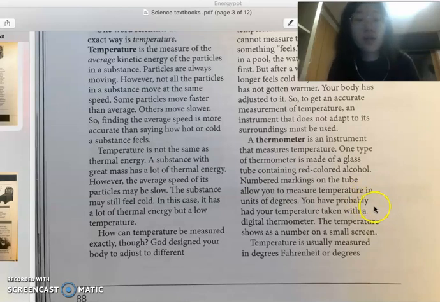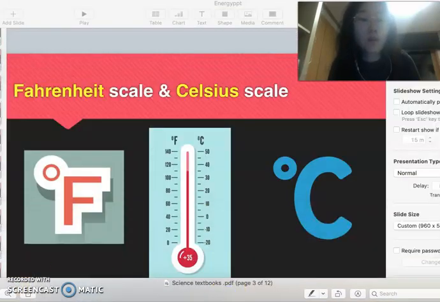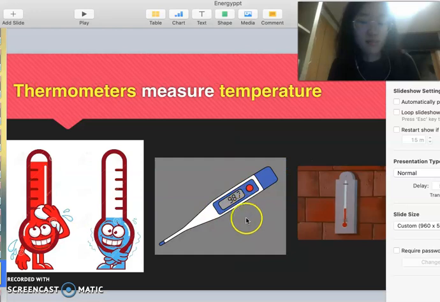You have probably had your temperature taken with a digital thermometer. The temperature shows as a number on a small screen. So a digital thermometer is something like this. Gives you the number.